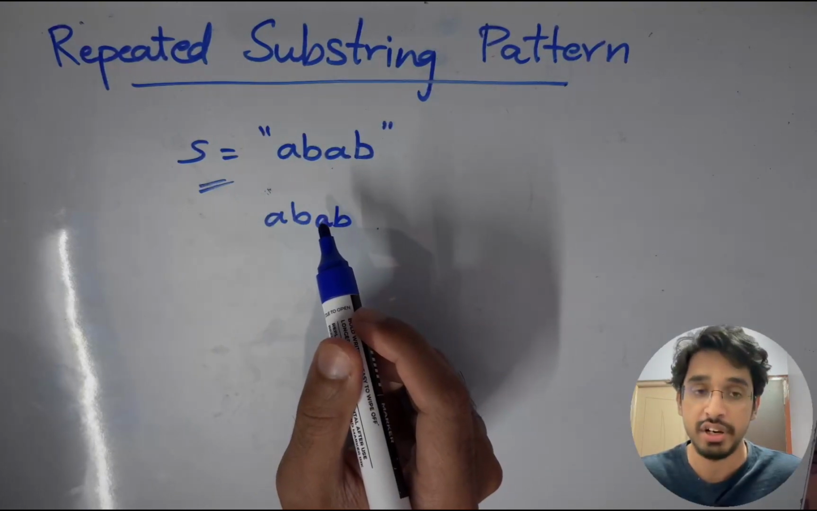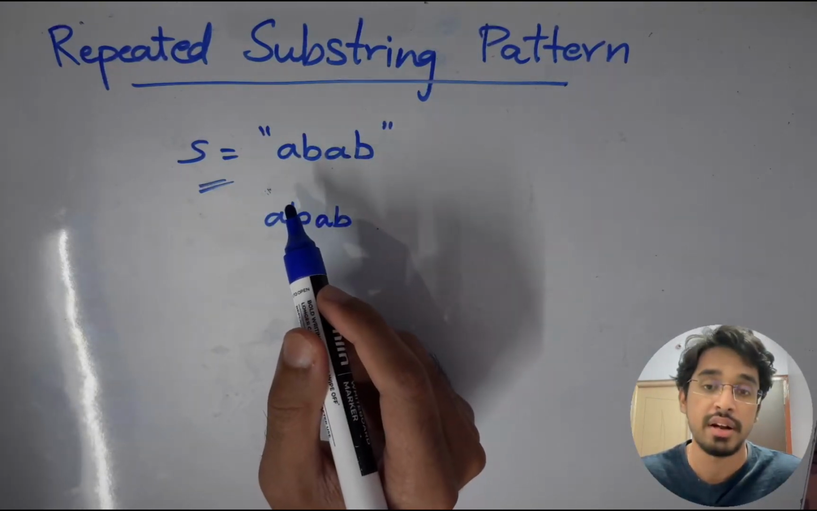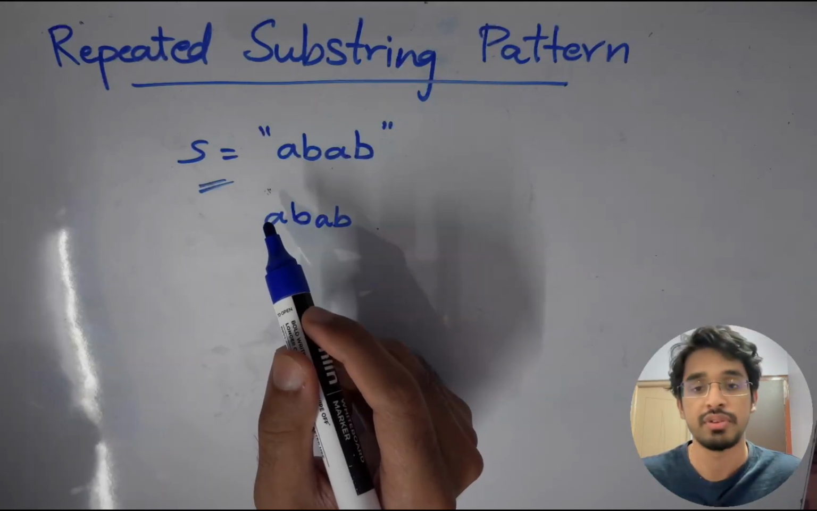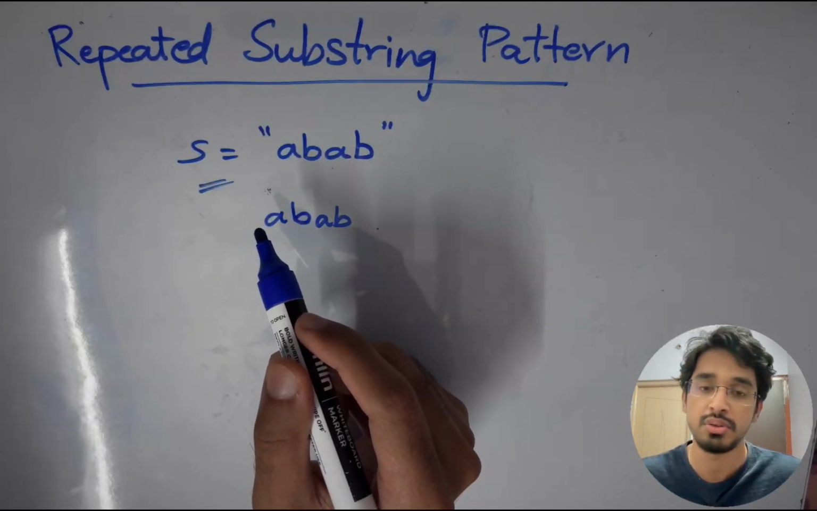So we just need to check if this could be formed by taking a substring of it and return true or false. If it can be created, then we return true, else we return false. Okay, so I hope you got the point.